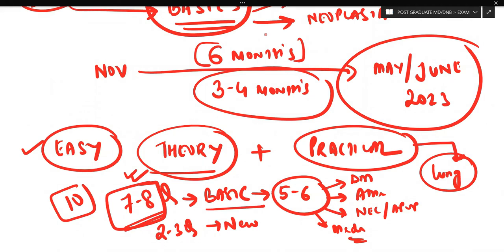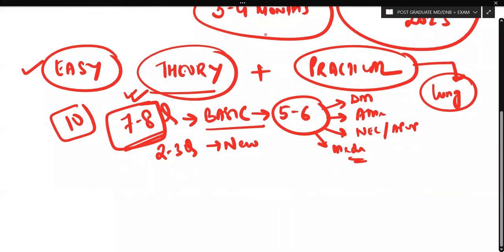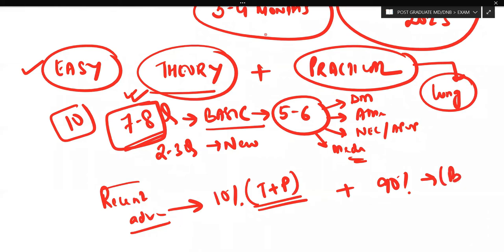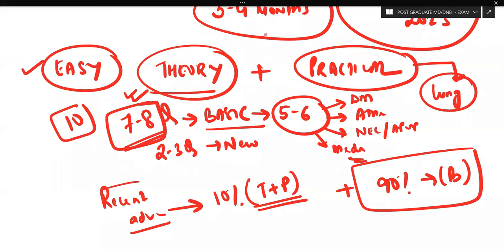So what is the idea over here? For example, you have 4 papers. You should know the basics of all the 4 papers, and only after that you should go for the recent stuff. Always remember, any recent advancements, if you see, that is going to form not more than 10% of all the questions in your theory plus practical. Whereas 90% of the questions will be testing on your basics only. So you have to concentrate on your basics and not over here.